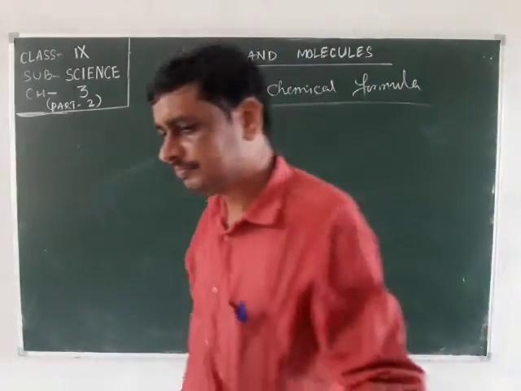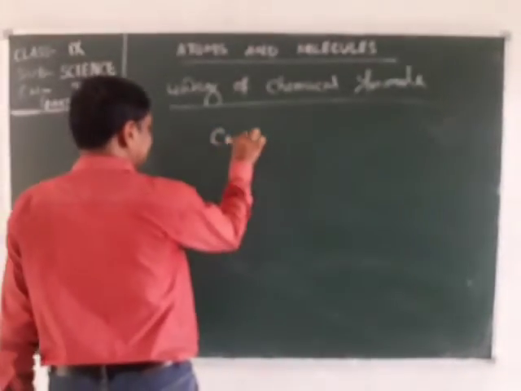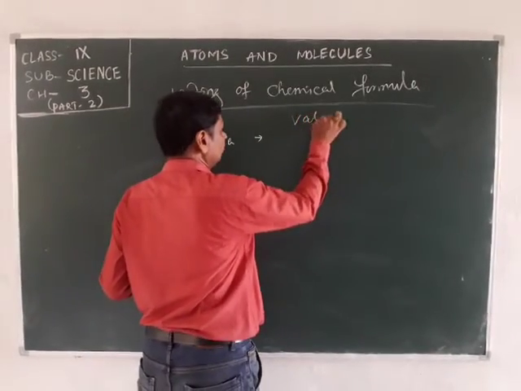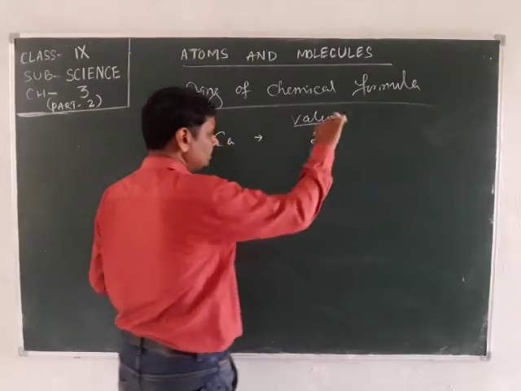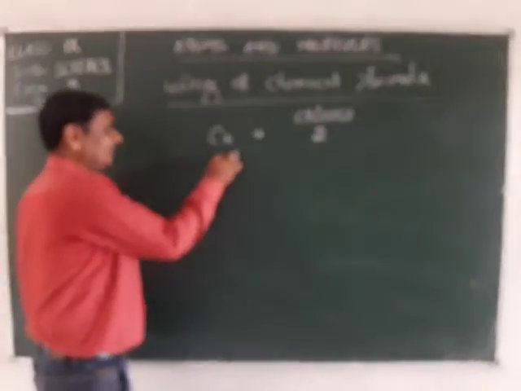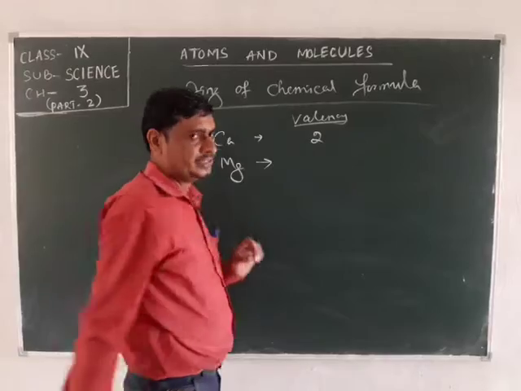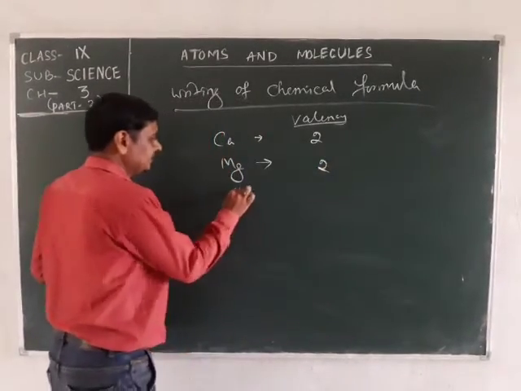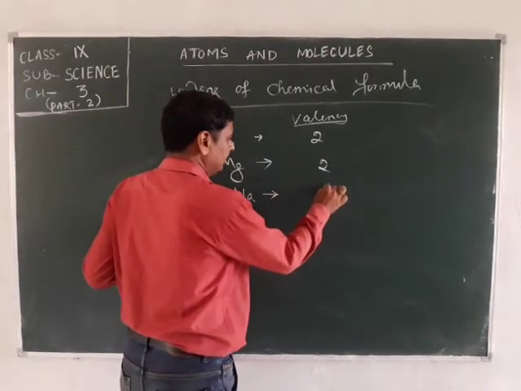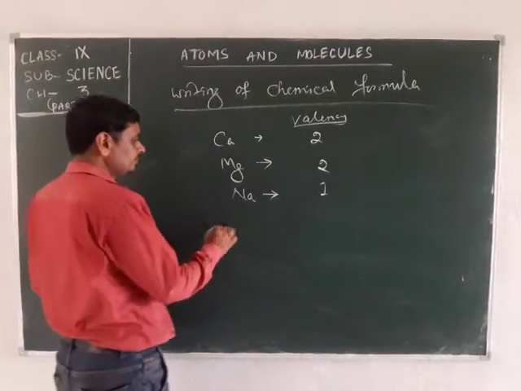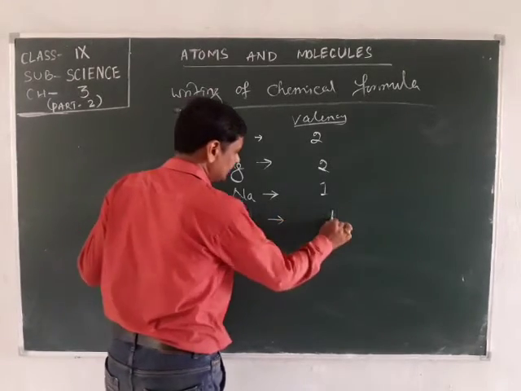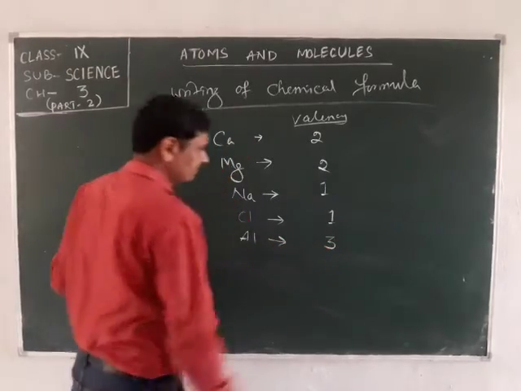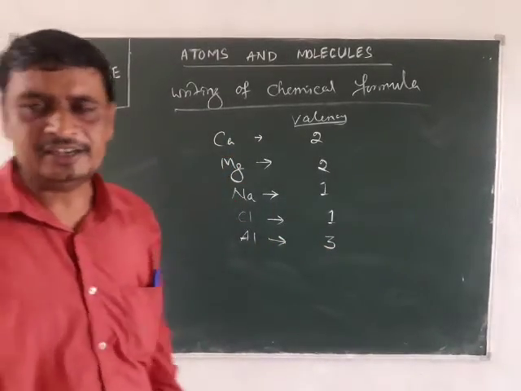Like calcium, its combining capacity is 2, so its valency is 2. In magnesium, the combining capacity is 2, so its valency is 2. In case of sodium, valency is 1. In case of chlorine, valency is 1. In case of aluminum, valency is 3. This is the combining capacity, or it is called valency.